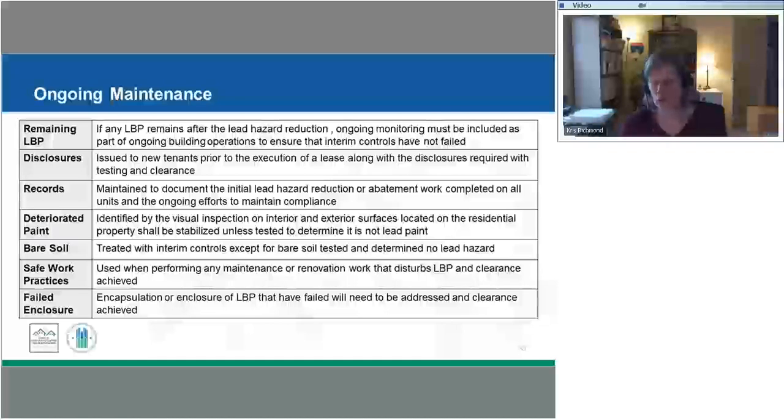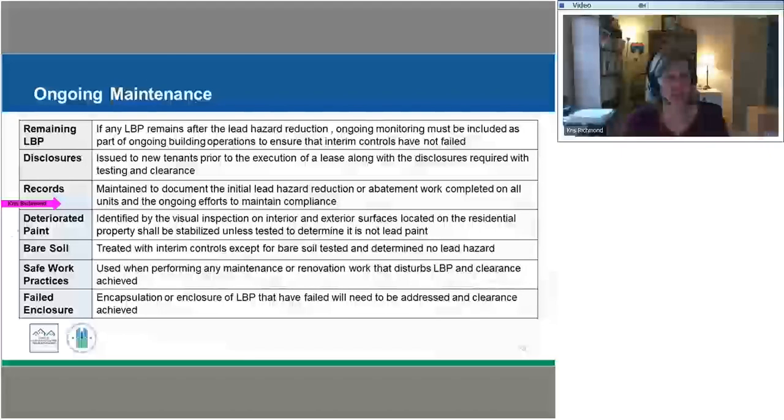So in general, ongoing maintenance is about how to keep that unit lead safe. So like we said, there is remaining lead-based paint, but we need to make sure that there's inspections that are going on. Those inspections are going to be unit turnover or every 12 months, whichever sooner, checking for any deteriorated paint. Disclosures are going to be issued to new tenants when they sign a new lease. If there's any new information, new disclosure notices are provided at lease renewal. Want to make sure all those records are being maintained. Want copies of when the inspections are being completed so that's being documented. Any work that's been done, those records need to be maintained as well.